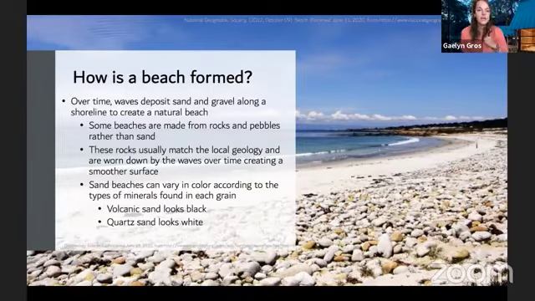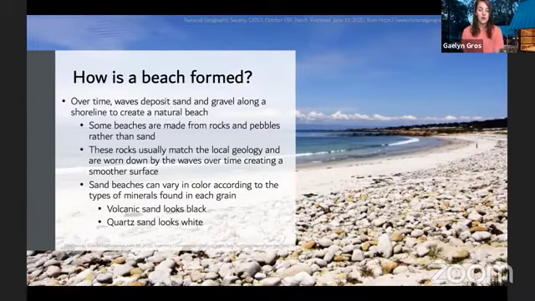And so the rocks that are going to be present are usually going to be worn down by the waves and kind of smooth. So they're going to be those really good skipping rocks, if you will. So sand beaches can vary in color according to the types of minerals that are found in each grain. So volcanic sand, for example, is going to look black, and then quartz sand is going to look white. And that's just two very, very broad categories of the sand.